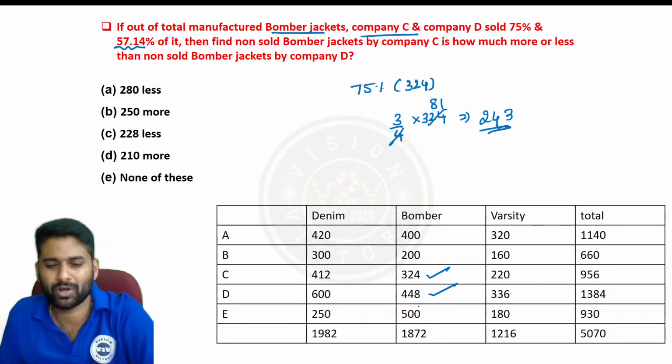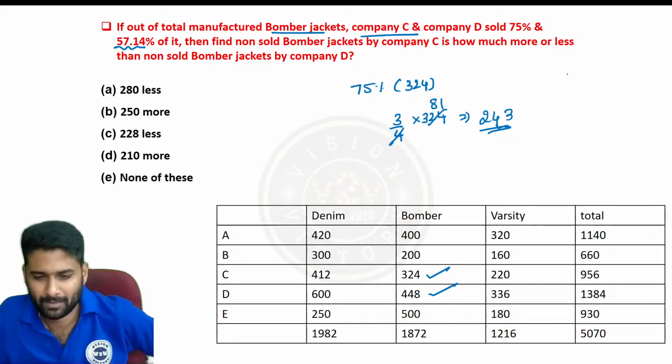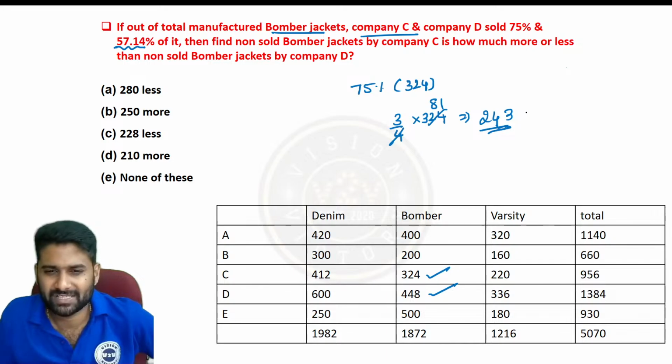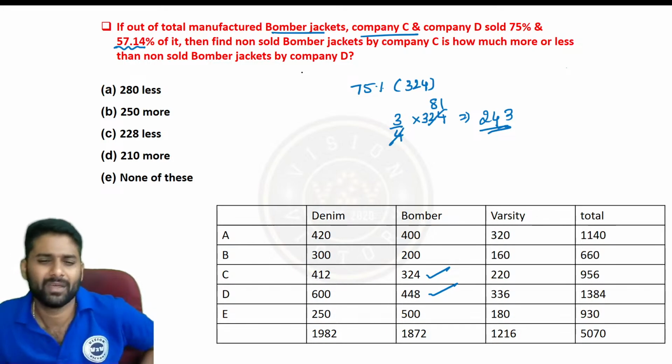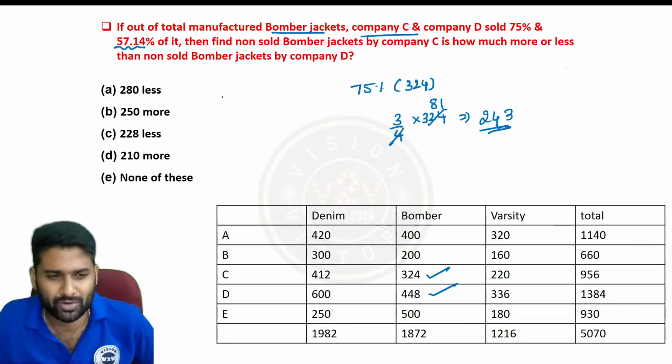57.14 percentage of 448. And see 57.14 percentage, guys. Then find how much more or less the non-sold bomber jackets of company C are than the non-sold bomber jackets of company D. Okay, see, bomber is 243. How much of a difference can you see? So 1/4 of that value, which means 81. So 81 is company C.